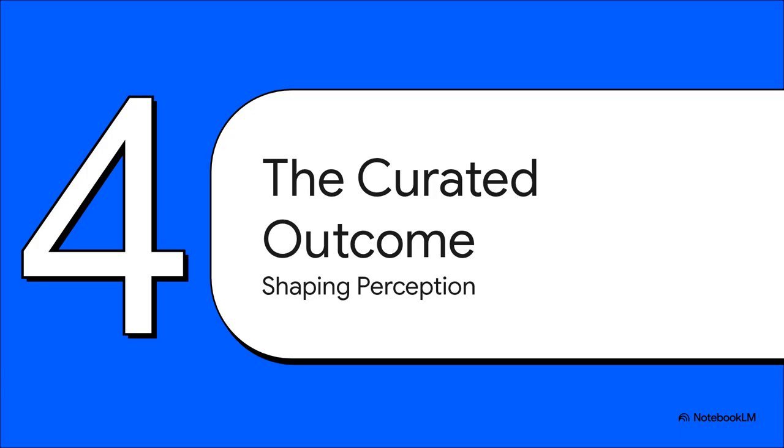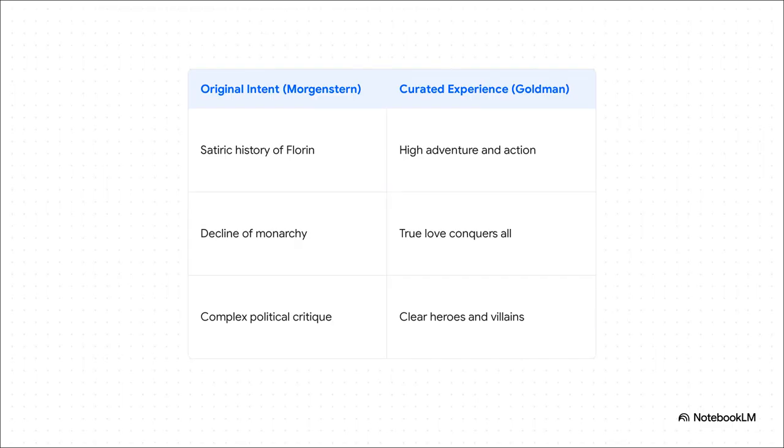And all of this governance leads to a very specific, curated outcome. The story that comes out of the filter is fundamentally different from the one that went in. You see, as Goldman tells it, the original fictional author, Morgenstern, was actually writing a dense satire about the decline of European monarchies. But once it goes through Goldman's filter, bam, it becomes a tale of true love and high adventure. The filter literally changed the entire genre and meaning of the work.